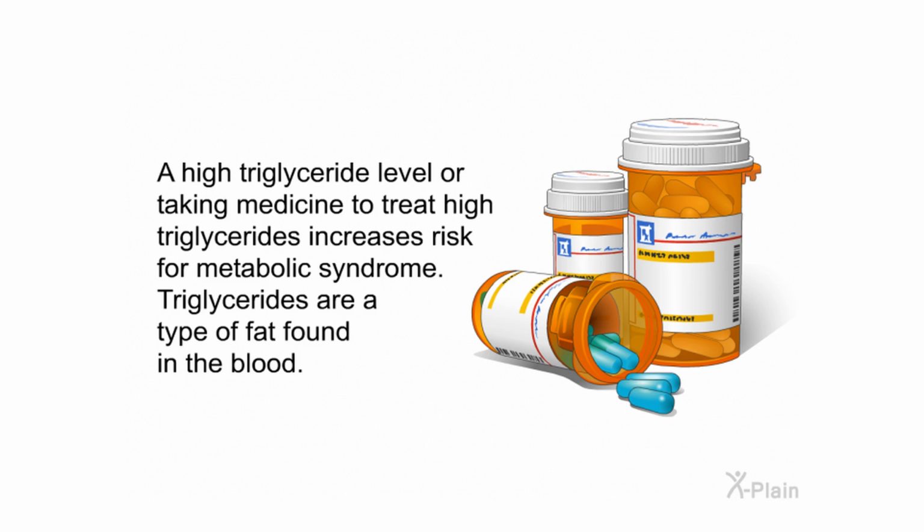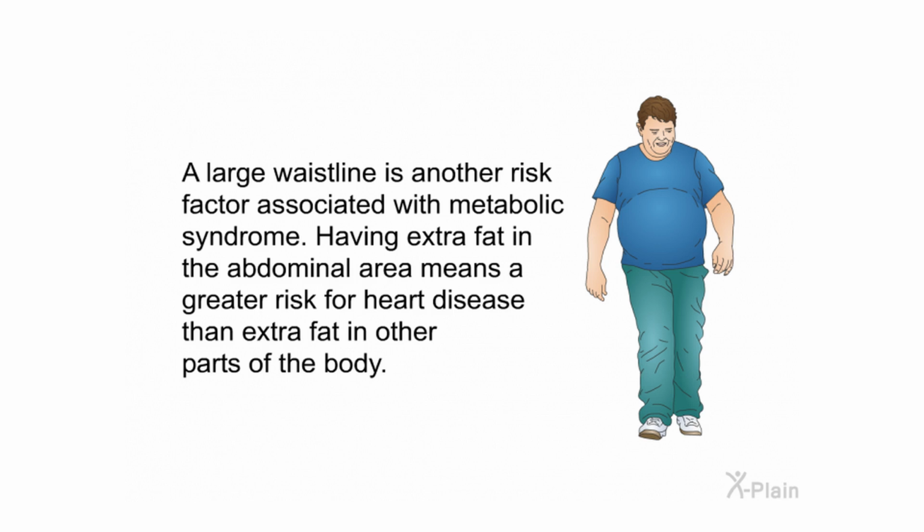A high triglyceride level or taking medicine to treat high triglycerides increases risk for metabolic syndrome. Triglycerides are a type of fat found in the blood. A large waistline is another risk factor associated with metabolic syndrome. Having extra fat in the abdominal area means a greater risk for heart disease than extra fat in other parts of the body.